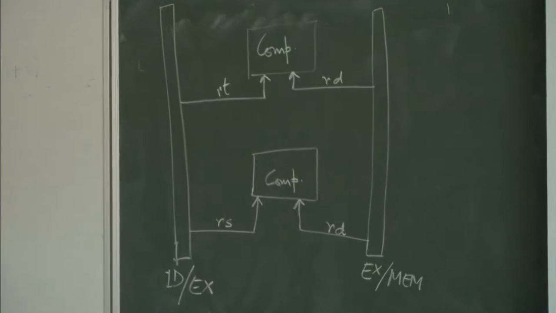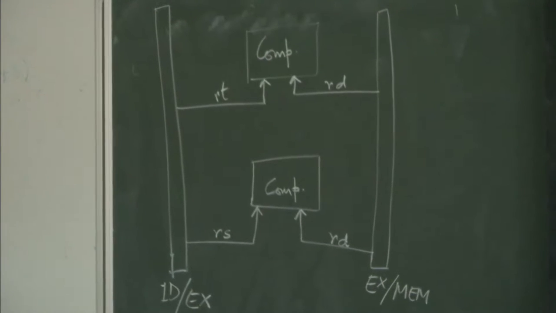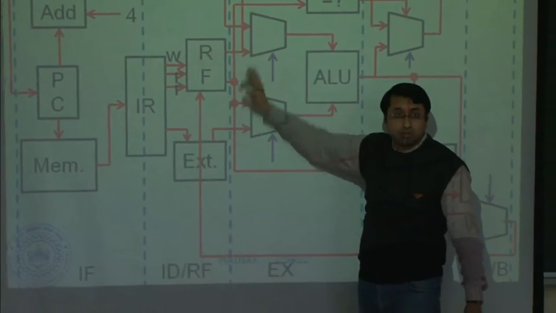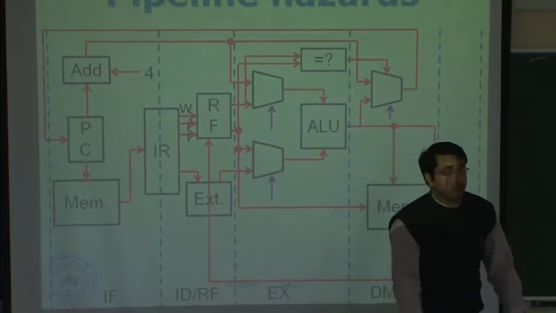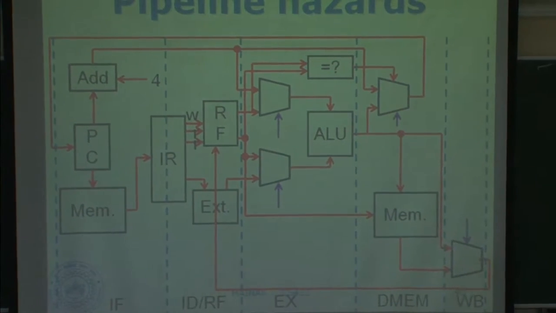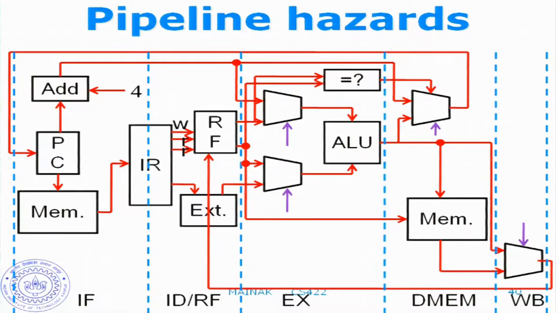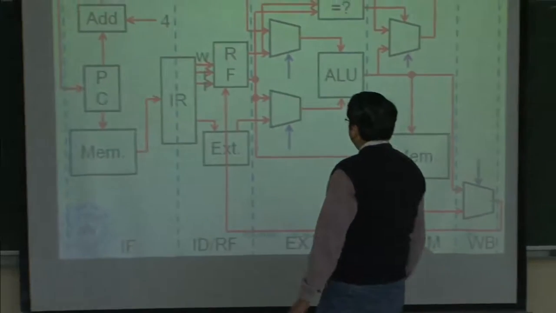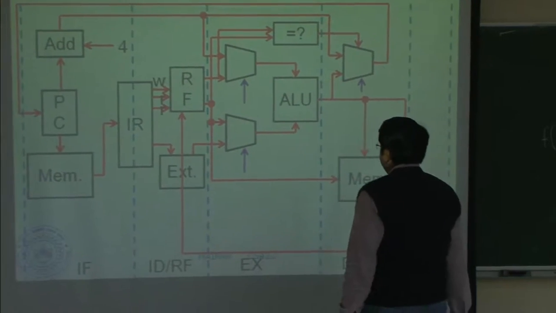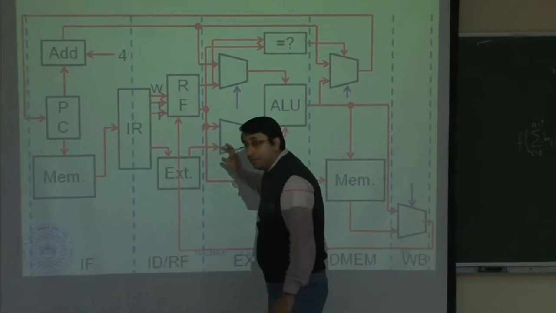I need to override the inputs to the ALU. This one is wrong. This one could be wrong. Both could be wrong, one could be wrong, both could be correct. How do we decide? Connect the output of the ALU to the input muxes and use the output of the comparators as selects. These muxes? Yes.